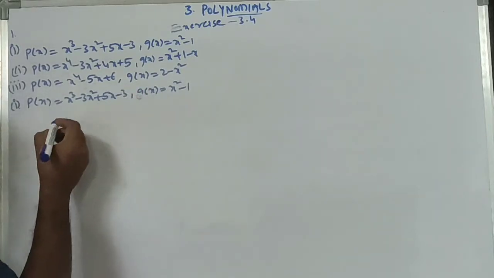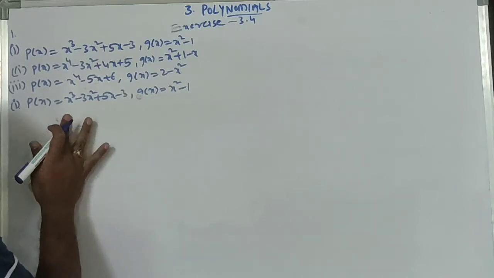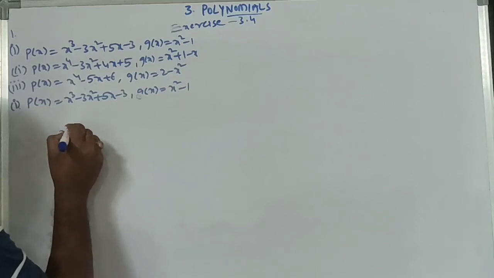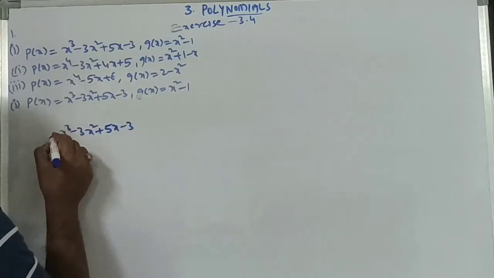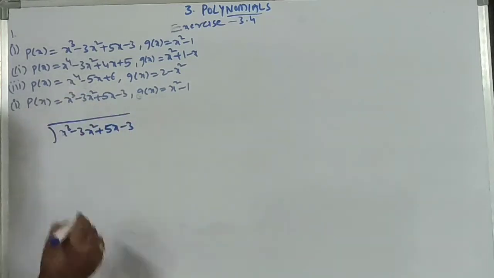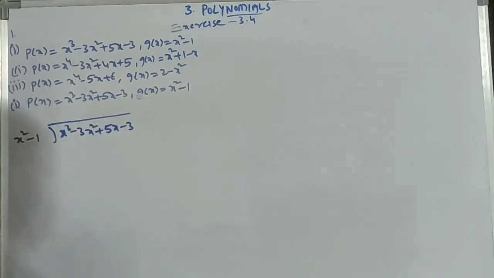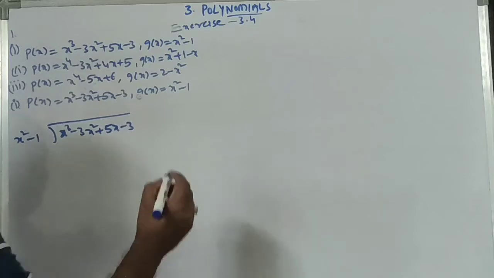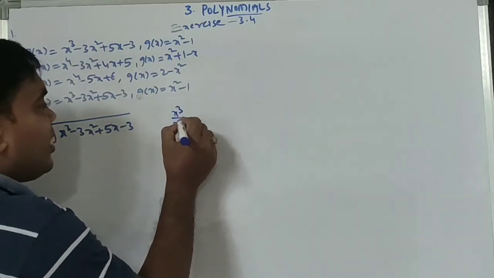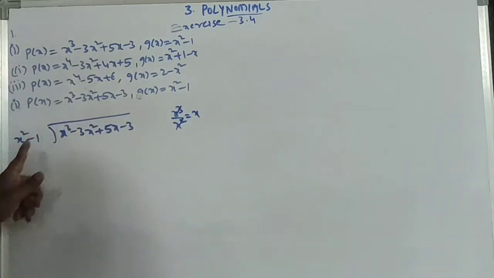So then I want to write x cube minus 3x square plus 5x minus 3, dividing with x square minus 1. So I want to divide with x square minus 1. Here the first term is x cube. Here the first term is x square. I want to divide x cube by x square. First term, x square cancels. We are getting x.